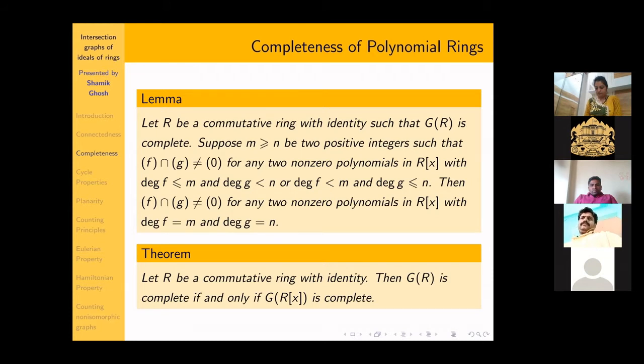But the other part, that GR is complete, to prove that GRX is complete, it requires some results, and one of these lemma here. I am not describing it here in detail, that is a long proof. But it gives us a beautiful result that the graph of a commutative ring with identity is complete if and only if the graph of its polynomial ring is complete.